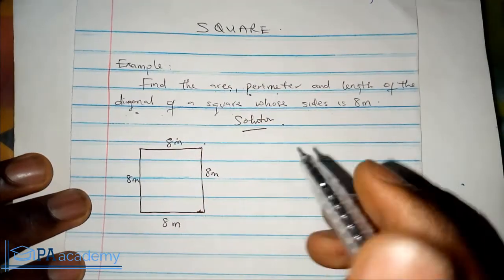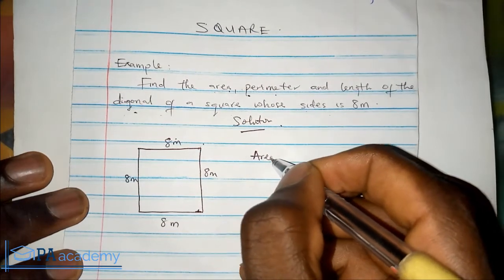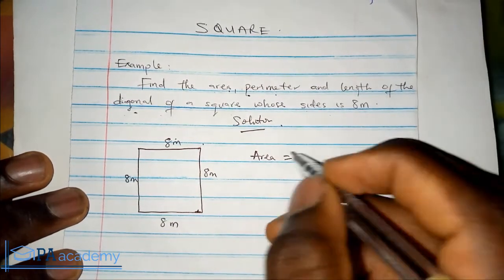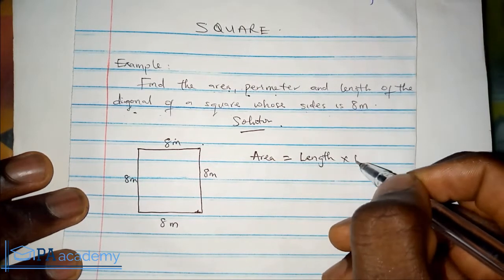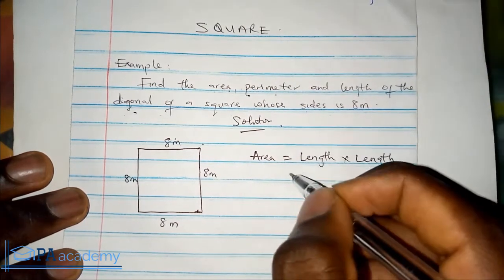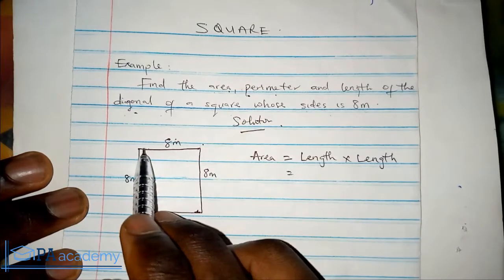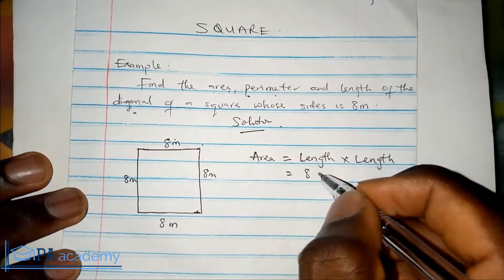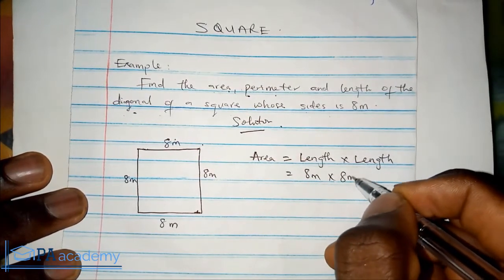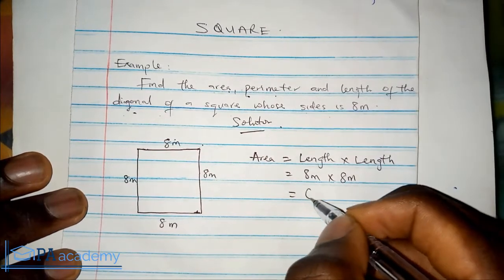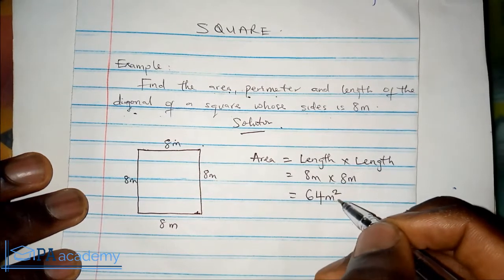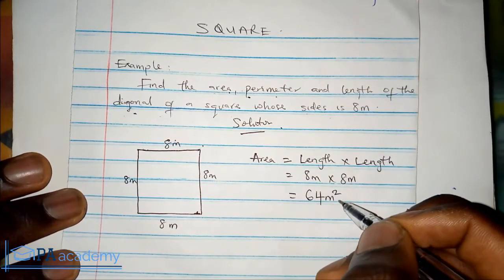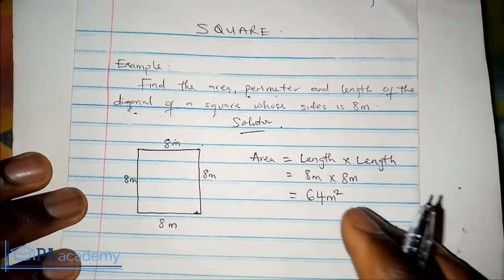So now we are looking for the area. The area of this square will give us what? Length times length. And we are given that the length is 8 meter. So 8 meter multiplied by 8 meter. 8 times 8 will give us 64. So 8 meter times 8 meter will be 64 meter square. Don't forget your unit, 64 meter square. So this is for the area.